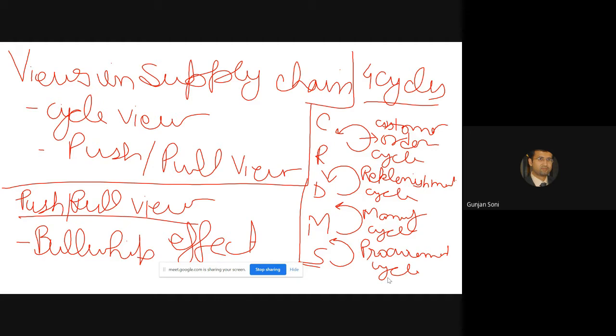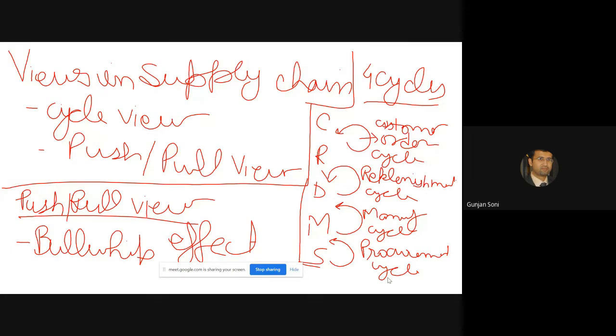Why push or why pull? Okay, so push means that I want to push my inventory out of the supply chain. That means I first predict, I anticipate what will be the demand. Once I anticipate the demand, after that I'm going to produce that much amount of inventory. I'm going to keep it, and then I expect that customers should order. So I try to push whatever inventory I've made out of the supply chain. So that is a push view.